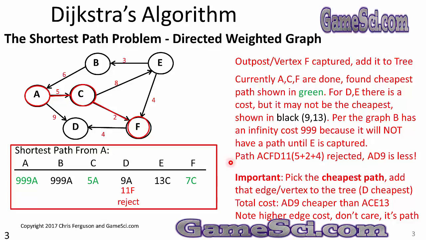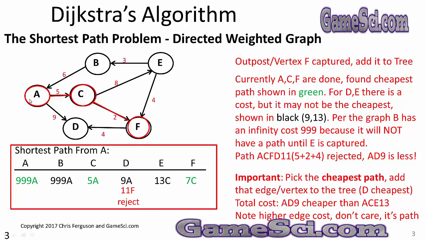What the heck am I talking about there? Once we add F to the tree, we could calculate a cost to get to D by adding 4. But 5 plus 2 plus 4 is 11, and we are not going to replace a cost of 9, A to D, with a cost of 11. Let's reject this new path to D. Does everyone see that? It's a little tricky.